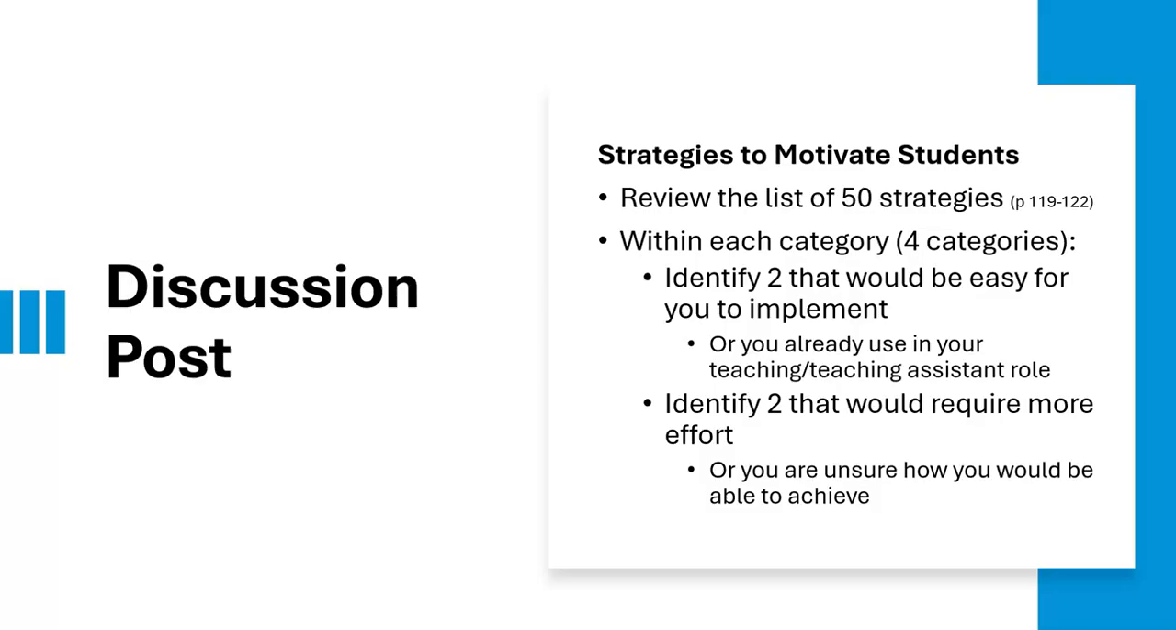So the discussion post, the second one for this week, is to review the list of 50 strategies the book provides on these pages. They have them broken into 4 categories. So for each of those categories, I want you to reflect and consider which ones would be easy for you to implement, or which ones you are already doing. And then are there 2 that would require more effort, or you're not sure how you would be able to achieve them? So for each category, you'll identify 4 things. So you'll have 16 total, if I did my math right.